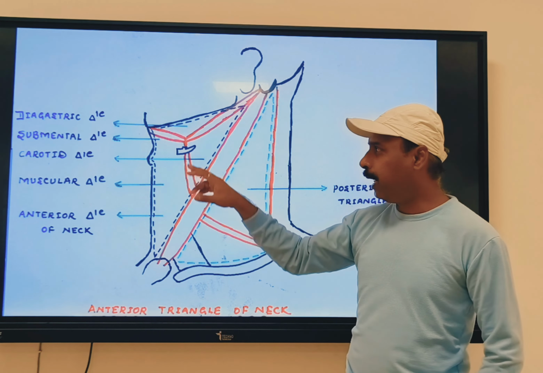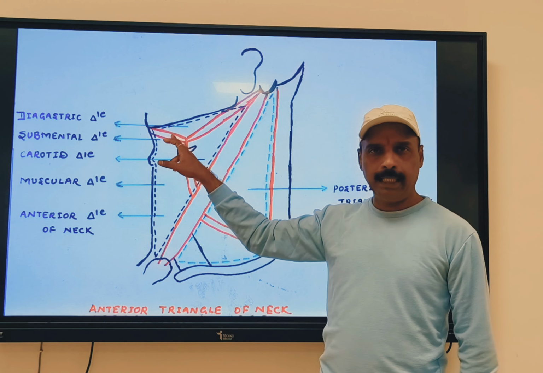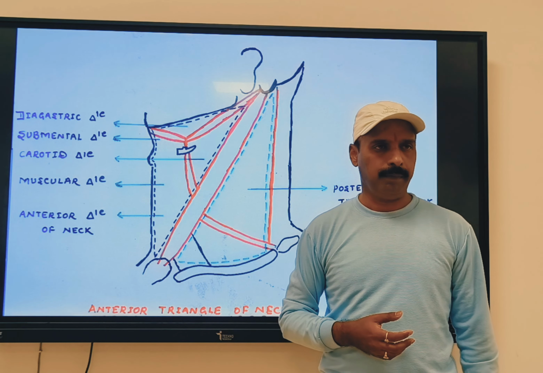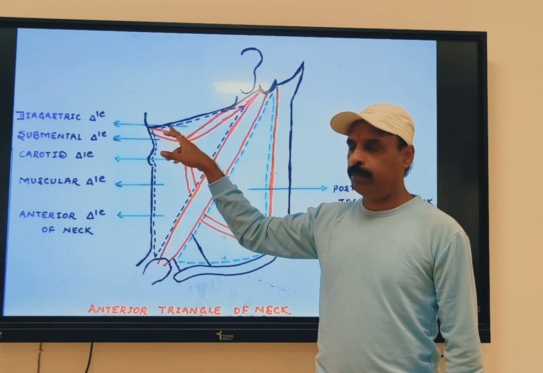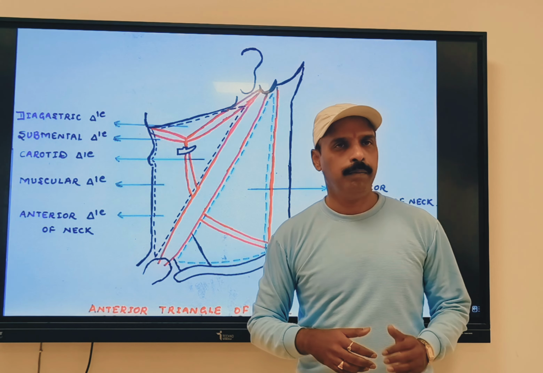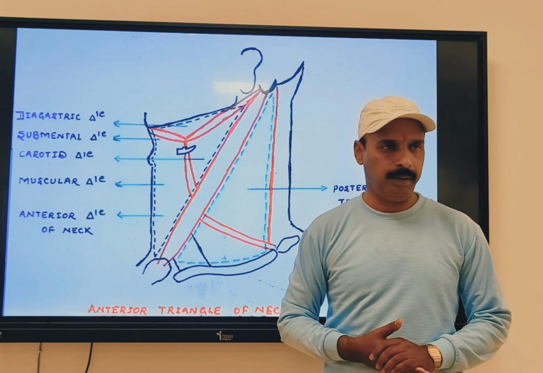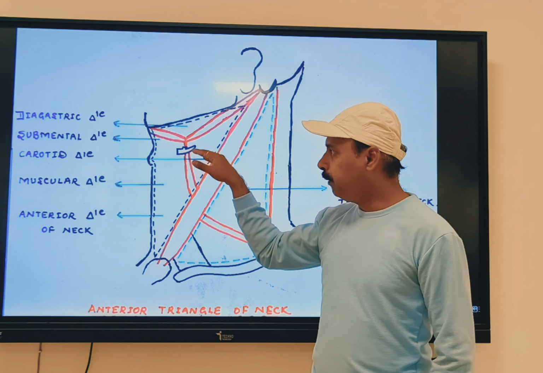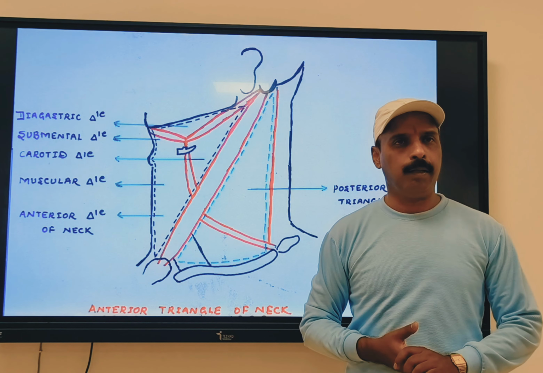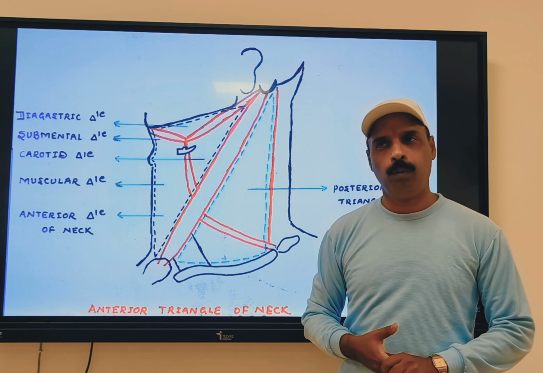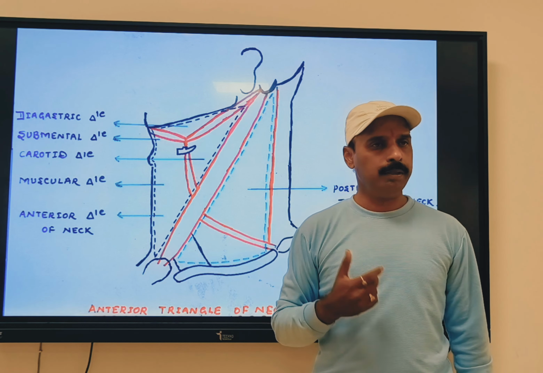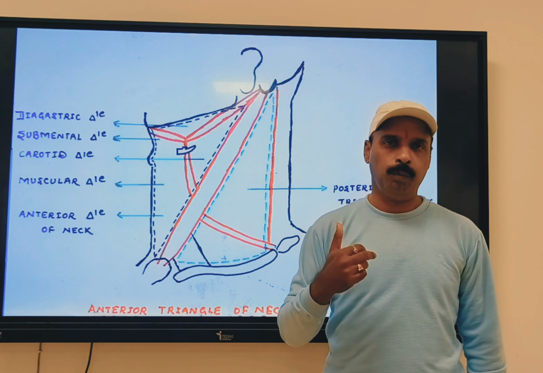What are the four suprahyoid muscles? We have the digastric, the stylohyoid, mylohyoid and geniohyoid. Here you can see the suprahyoid muscles: digastric, stylohyoid, mylohyoid and geniohyoid. Then the infrahyoid muscles are the sternohyoid, sternothyroid, thyrohyoid and omohyoid.